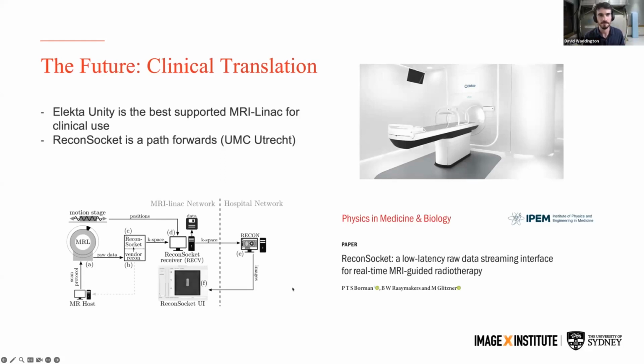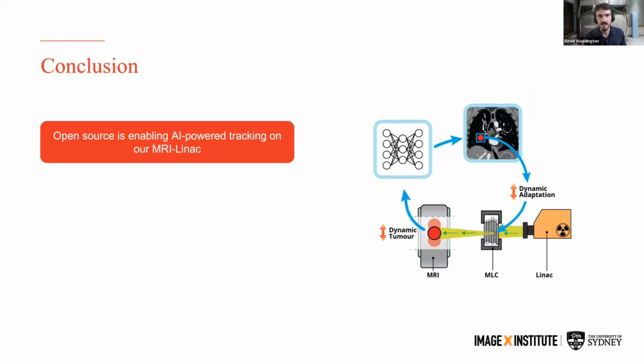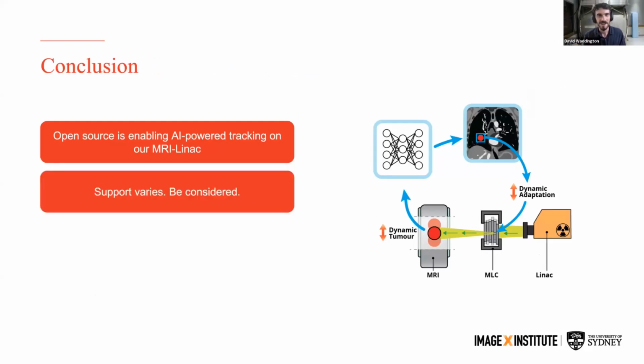not fully open source. A lot of the application is perhaps a little bit more challenging in terms of how you would go about doing it. So to wrap up, I'll just say that open source is enabling AI-powered tracking on our MRI Linac and really helping speed up this slow MRI modality.